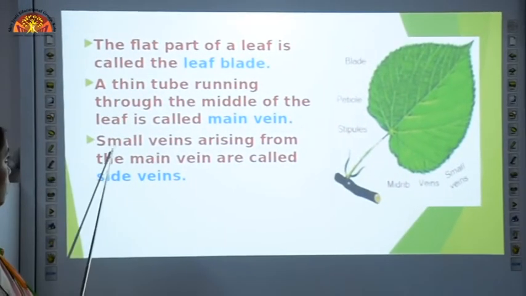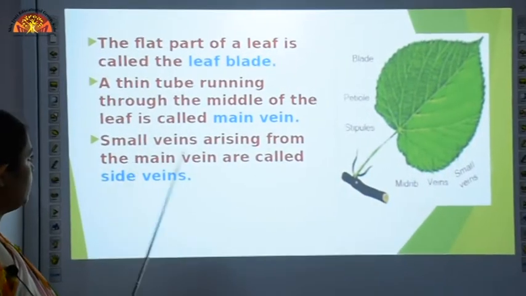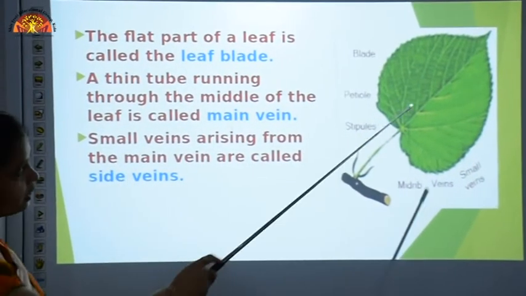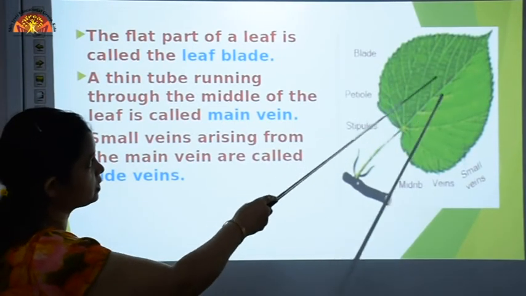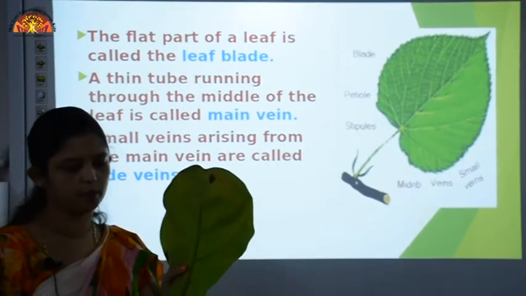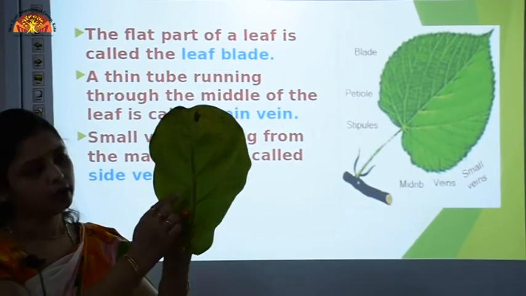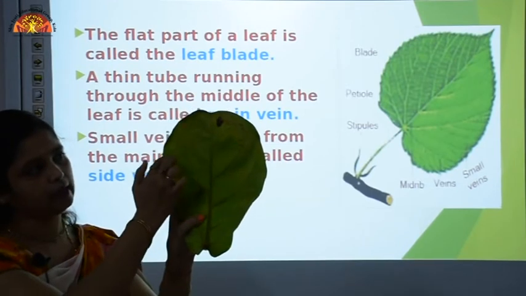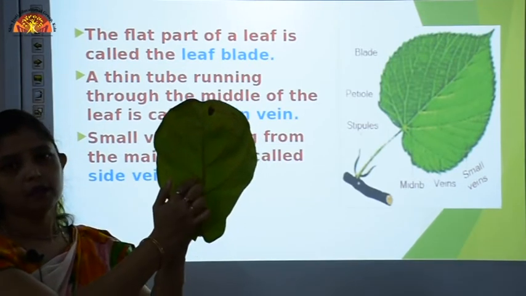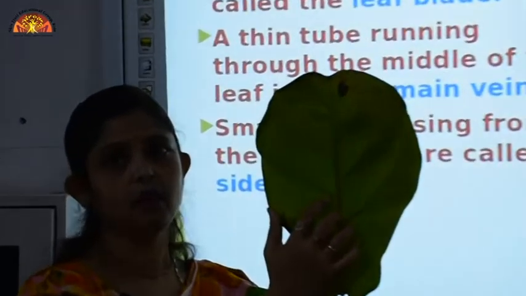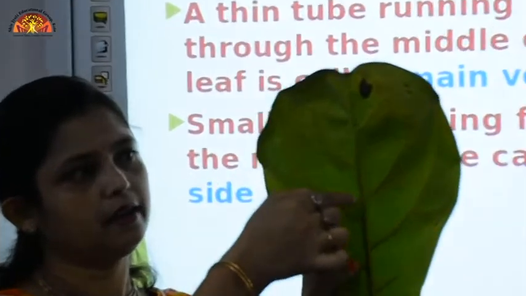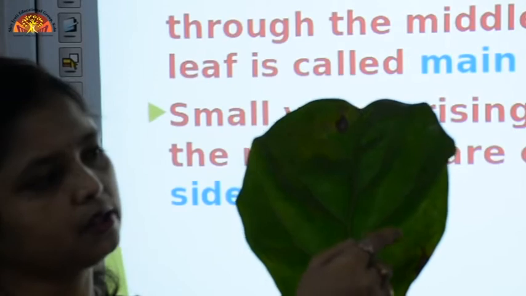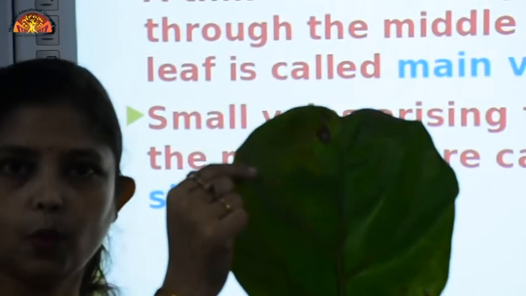Then small veins arising from the main vein are called side veins. You can see in the diagram that from this main vein so many thin branches are arising, which you can observe in the leaf also, that there are very small lines. These lines are the small veins which are arising from the main vein. You can see that this is the main vein and there are several branches. Here also you can see these branches. These are the small veins.